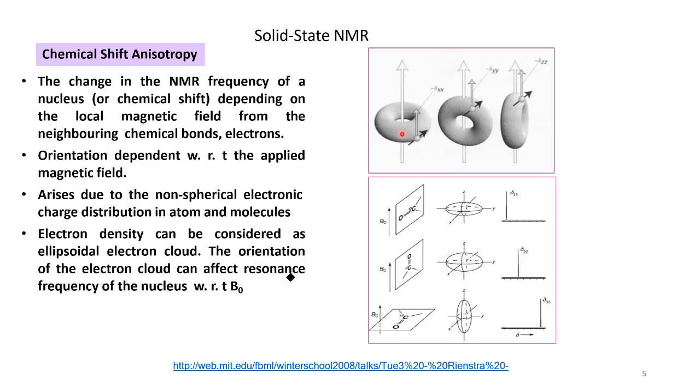So anisotropy, as I already told, the electron cloud has a certain kind of direction, and that is affected by the magnetic field which is applied to the sample, and that is how we get anisotropy, because of the electron density of the electron cloud of our atom.